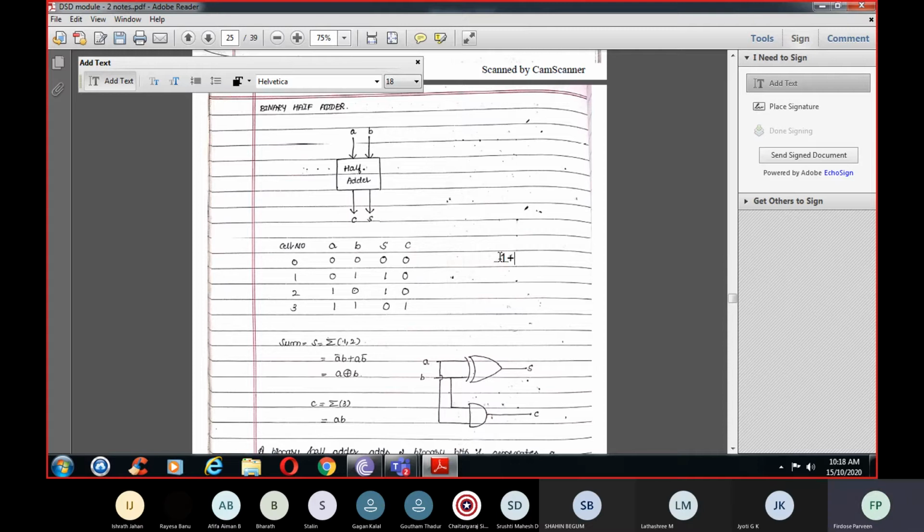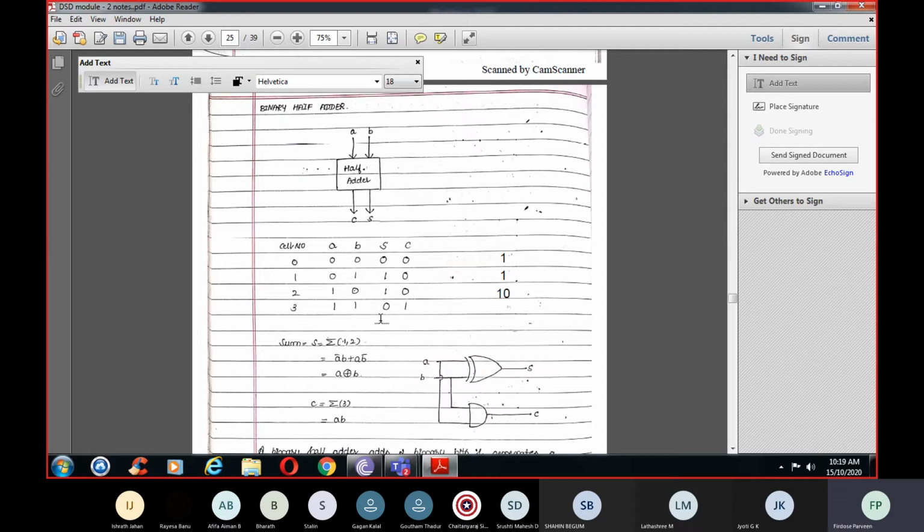I'll write it down. So 1 plus 1, what will you be getting? In binary addition, 1 plus 1 is 0 with a carry of 1. So sum is 0 and carry is 1.